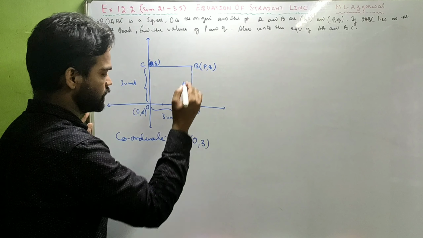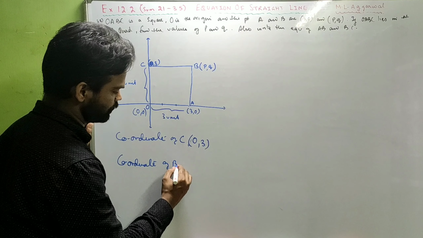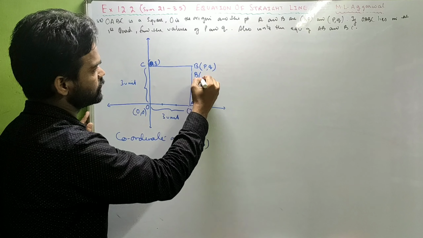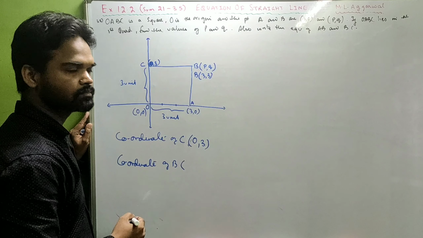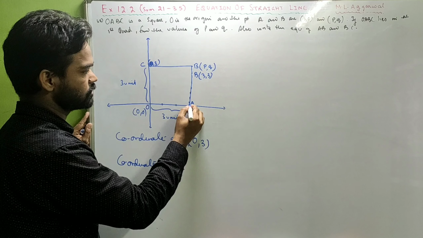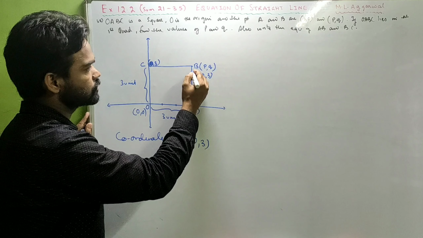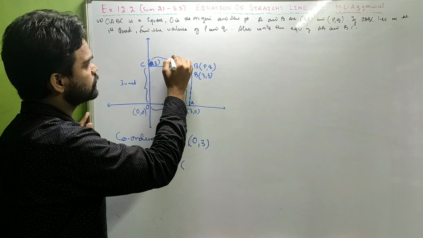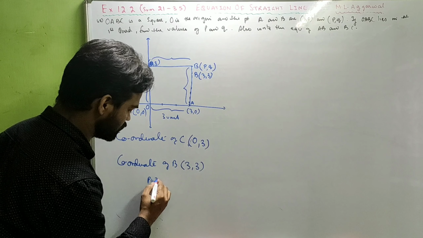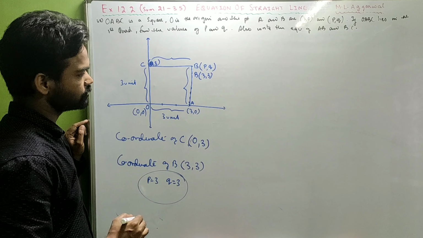So the coordinate of B, look over here, this is 3 and this is 3, which means B will be (3, 3), isn't it? The perpendicular from B on the x-axis is meeting the x-axis at A, which is (3, 0). So this length is 3 and this length is also 3. So (3, 3), which means your P will be 3 and your Q will be 3. Done.